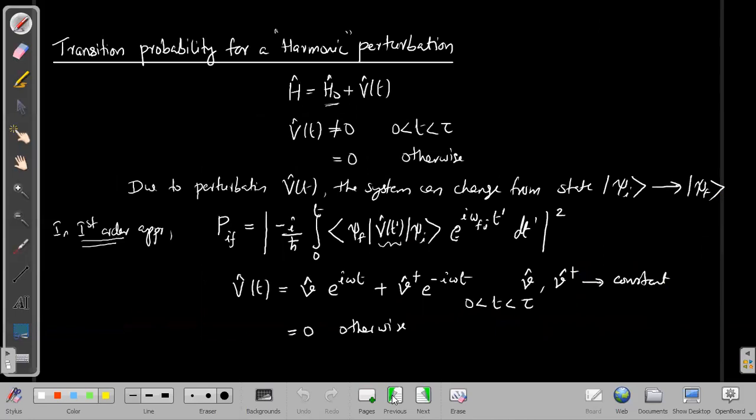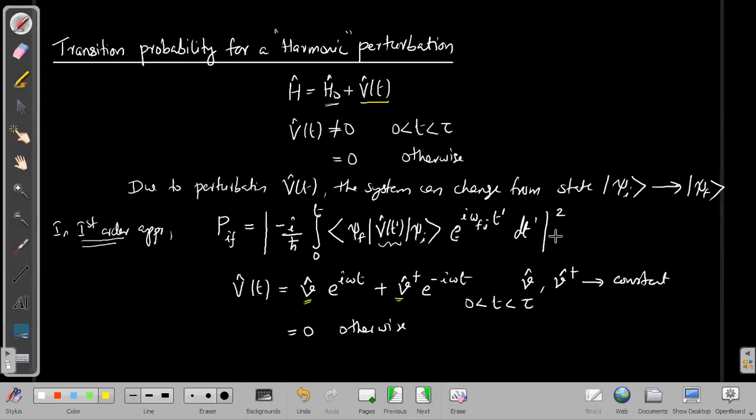Okay, so our aim today is to find the transition probability for a harmonic perturbation. So if you have this V, the perturbation term, in the form of V e raised to i omega t plus V dagger e raised to minus i omega t, where this small v is a constant in time. Then it is very easy to calculate the transition probability in the first order.